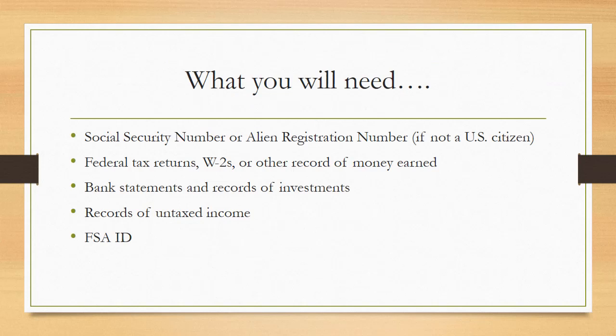To complete the FAFSA, you will also need the following: Social Security number or alien registration number if you are not a U.S. citizen, tax information from 2 years prior. For example, if you are completing a 2018-2019 FAFSA, you will use tax information for 2016. Tax information includes tax returns, W-2s, or other record of money earned. Bank statements and records of investments, if applicable, records of untaxed income, if applicable, and of course, just like we discussed, your FSA ID. The FAFSA is divided into 6 sections.